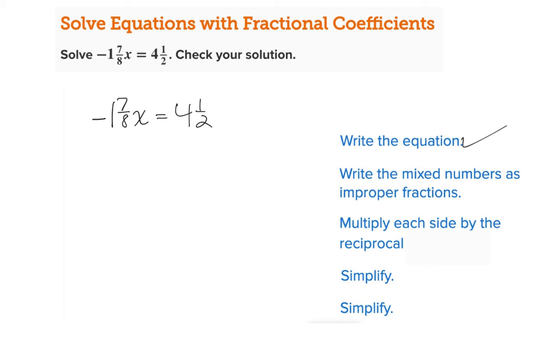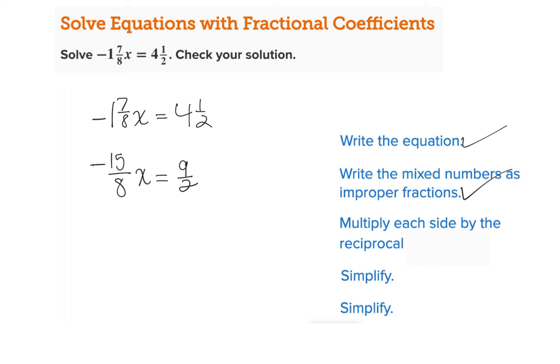Step two, we're going to write the mixed numbers as improper fractions. All right, so I'm doing 8 times 1 plus 7, and that makes 15/8 x, and now I have to make sure I bring down that negative with it, equals 4 1/2, which would be the same as 9/2. All right, we got step two done.